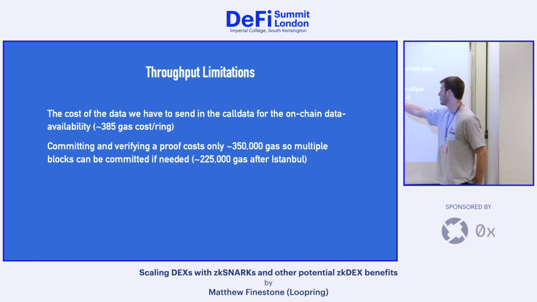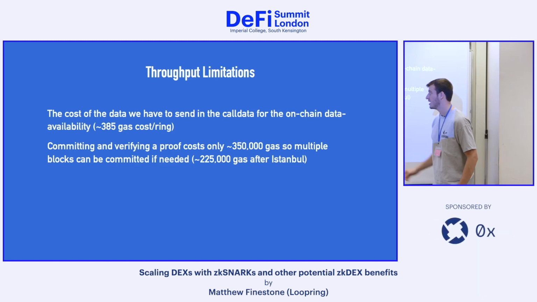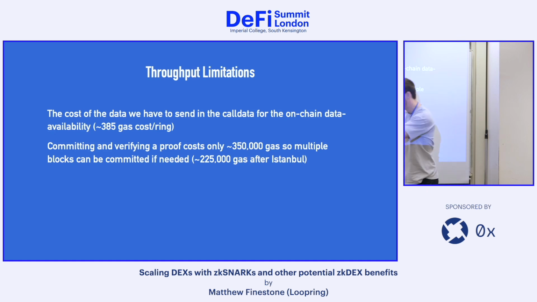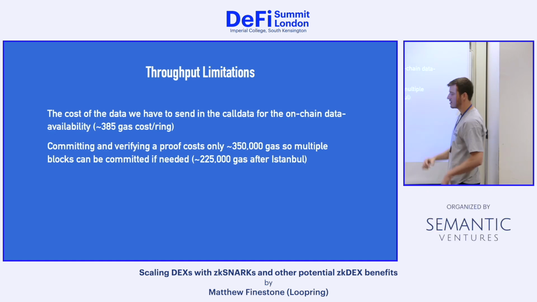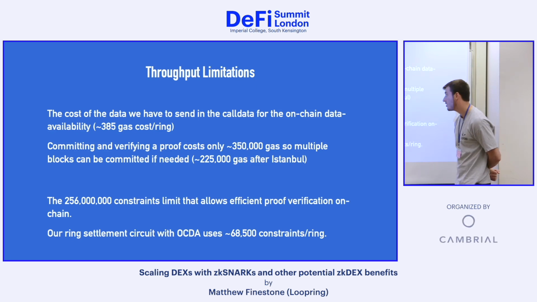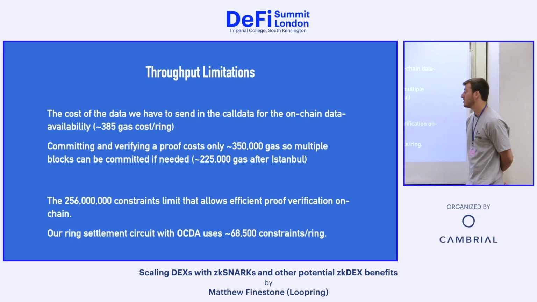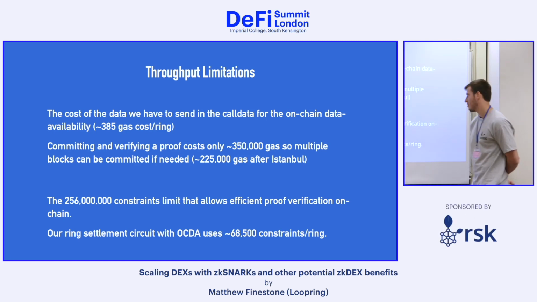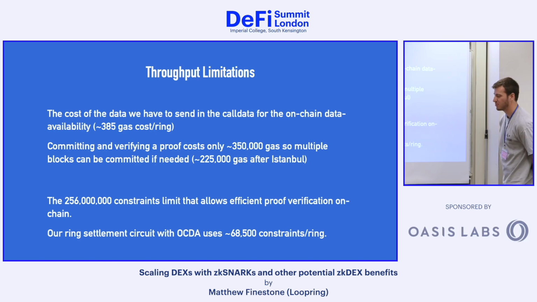But this means that multiple blocks can be committed if needed. This is the bulk stuff, the commitment of all the things, and then the verifying of the proof. And then in the actual SNARK, in the circuit, we have 256 million constraints, which is the limit that allows us efficient proof verification.